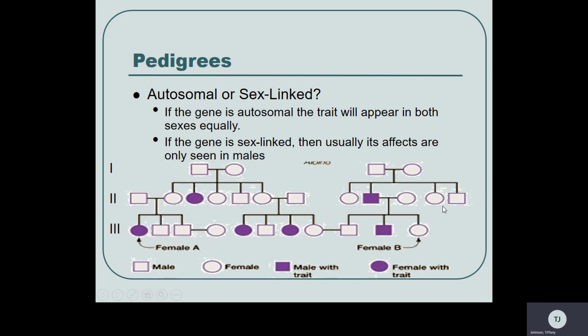Okay, so I know that this is autosomal because there are more girls than there are boys. Because in sex-linked, there'd be more boys than there are girls. So that's one way to determine whether you're looking at a sex-linked or an autosomal trait. So we've determined that this is autosomal. This is not sex-linked, because there are only 2 boys, but there are 4 girls.